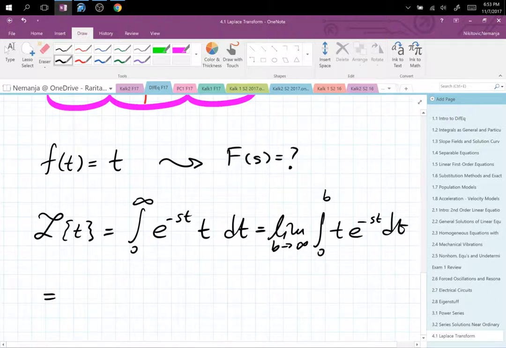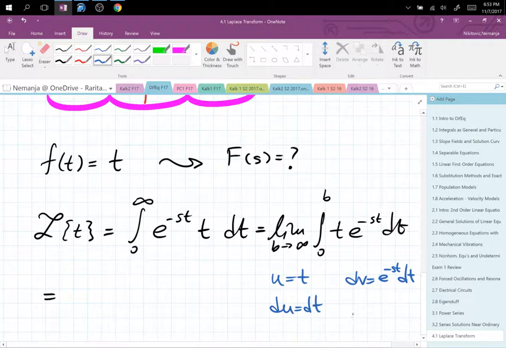Now we do this problem by parts. So if you remember your by parts, u equals t, dv equals e to the negative st dt, du equals dt, and v, which is the integral. Remember, you are integrating in respect to t, which means s is a constant. So the integral is the same thing divided by negative s. And then I use the arrow because it helps with the formula visually.